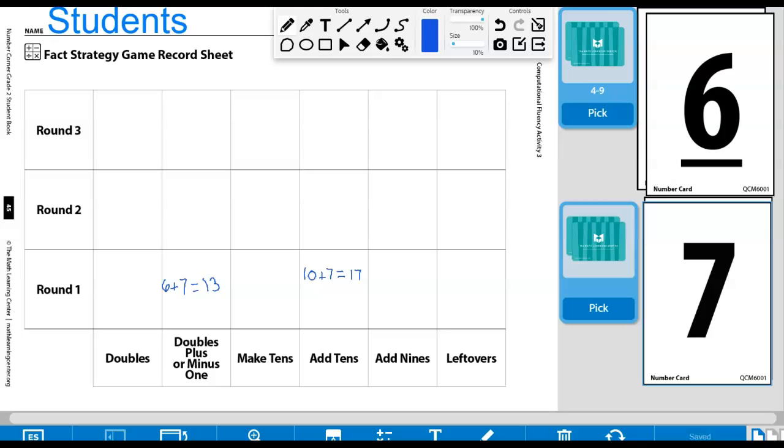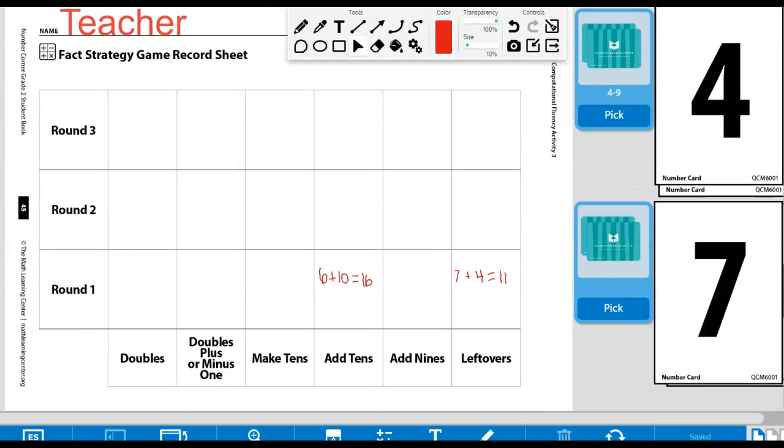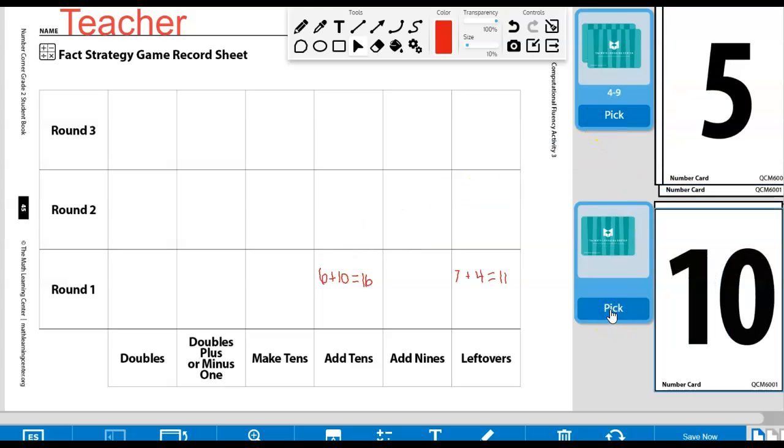Now we each have 2 of our 3 that we need to win. This could be the end. Let's flip over to my turn. All right, let's pick. I have a 5 and a 10. What do I have? I have another add 10. I have to fill that into my same column because I know it's not a make 10 or a double plus or minus 1 or an add 9. So I have to put it in my add 10s.